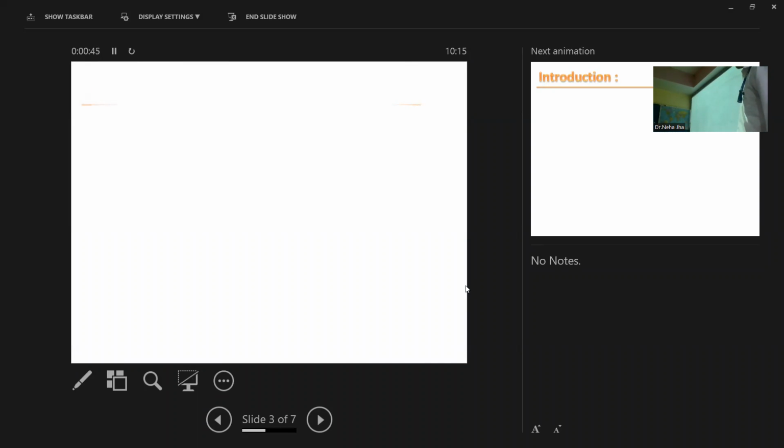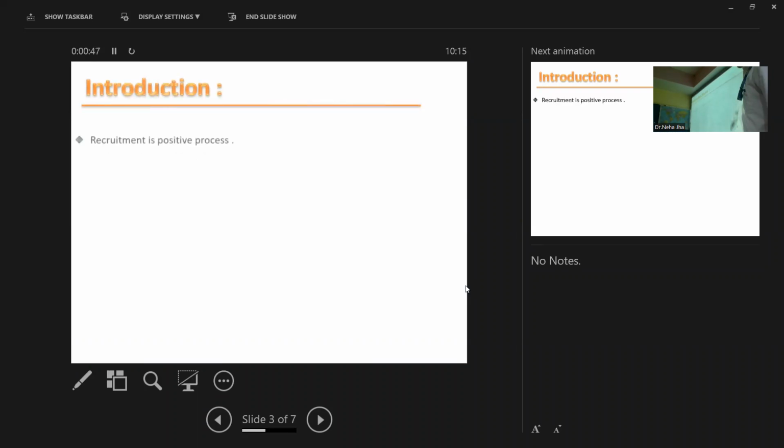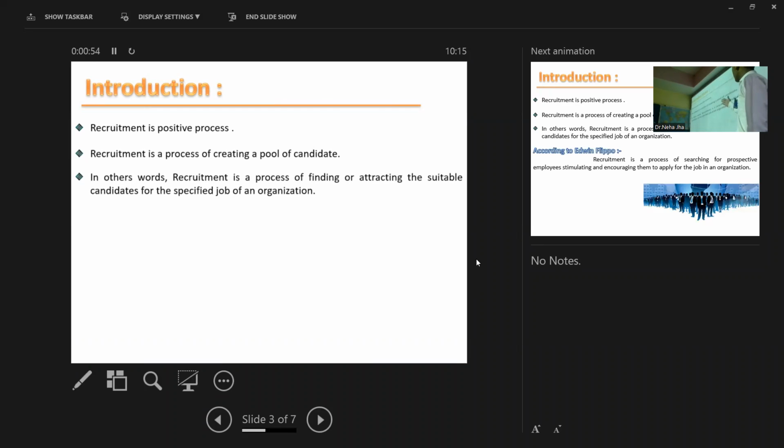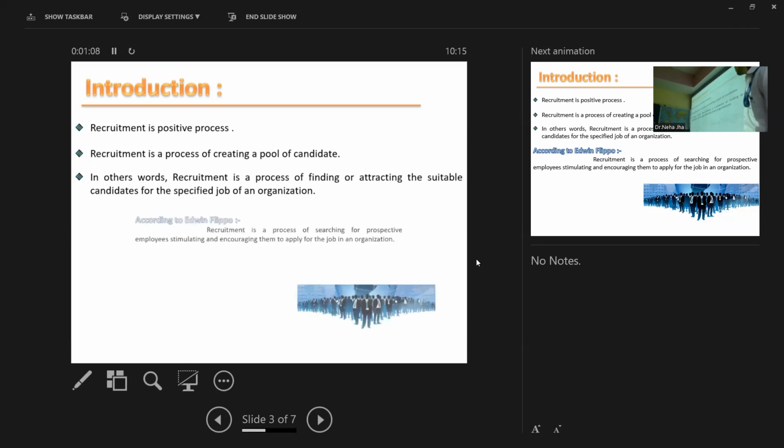Now let's discuss the introduction of recruitment. Recruitment is a positive process of creating a pool of candidates. In other words, we can say recruitment is the process of finding or attracting candidates for a specified job at an organization.